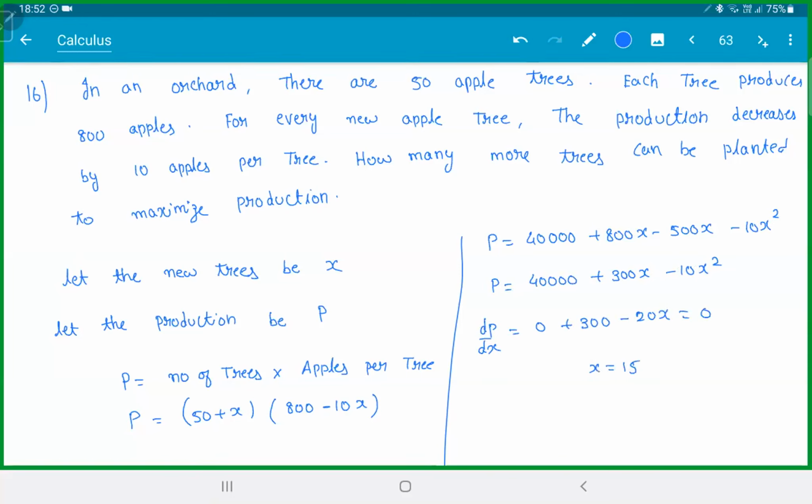If there are two answers, you will be confused: maxima or minima. This is one answer. If I ask you for the maximum, it is the maximum. That's it, question is done. X is equal to 15. So you have to plant 15 trees to get maximum production.